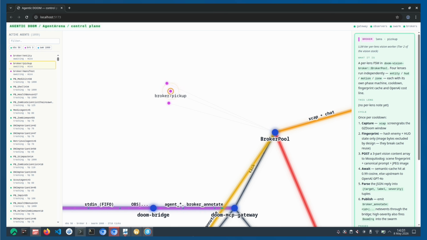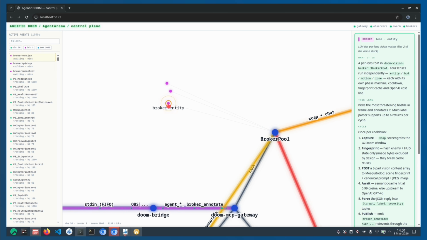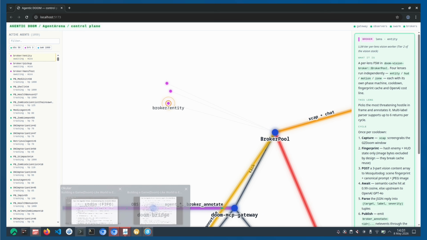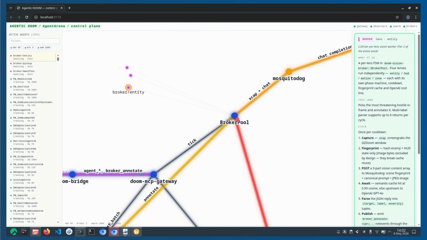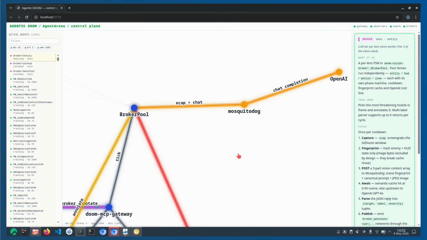And pickup is a broker that coordinates messages about picking up certain things from the floor, like medikits, team kits, clips, or weapons. And identity is looking for those characters, understanding what they're about, what they do, whether they attack or defend, and so on and so forth. So this provides information and feeds to the pool.